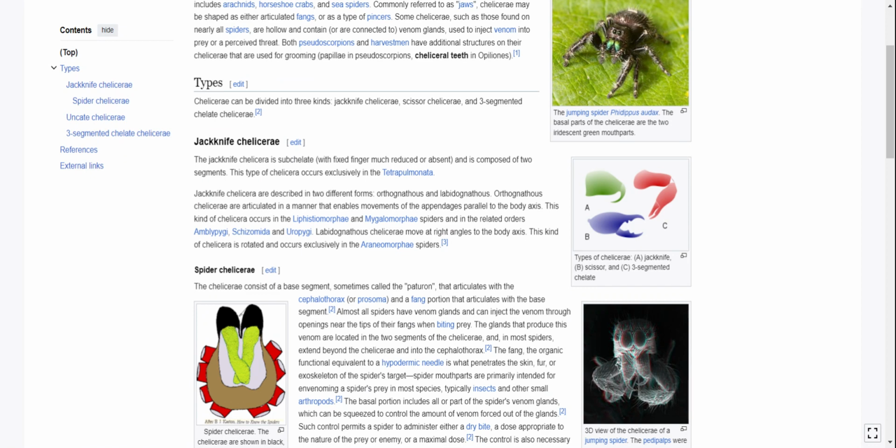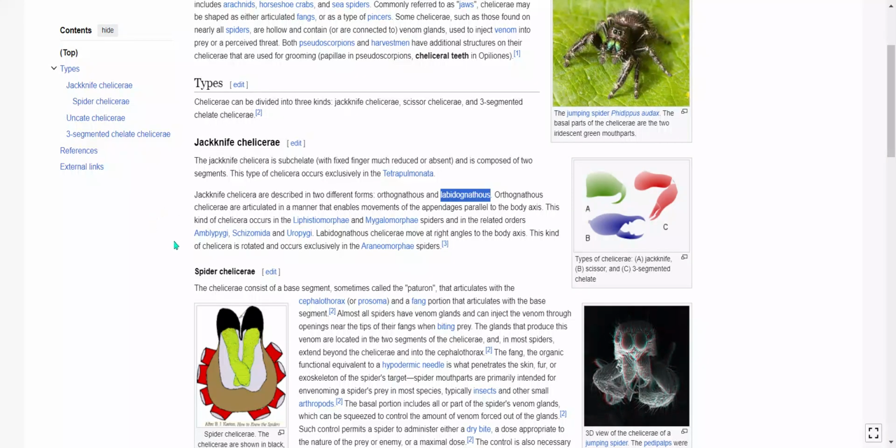Where's the emphasis? Libidognathus? And why aren't these hyperlinked? Surely these should be something that people want to look more into. Oh, it just puts me back to the chelicerae category. Okay, so we're going to say orthognathus and libidognathus. Those are the pronunciations I'm settling on for the jackknife chelicerae, and I'm repeating just to get it in my own head. Jackknife chelicerae has two forms: orthognathus and libidognathus.